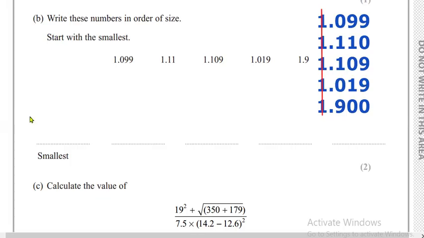Which one is the smallest? Very good. I look at the numbers, I see this is 19. This means 19 is the smallest, so this is the first one. I can write it here as it is, which is 1.019, like this. So this one is the smallest one.